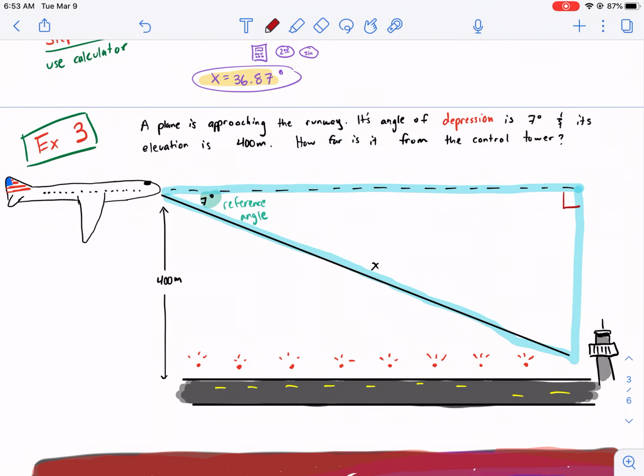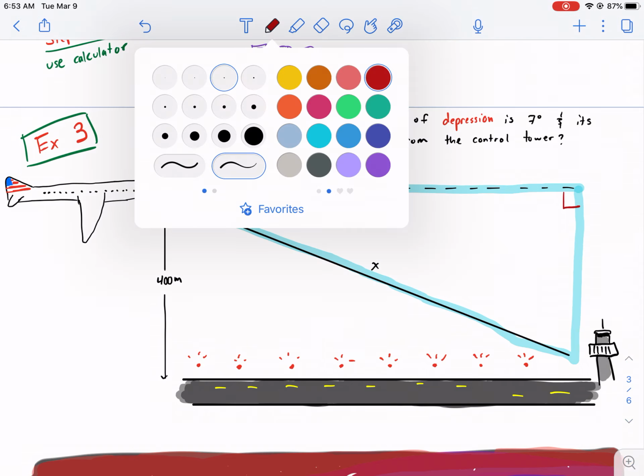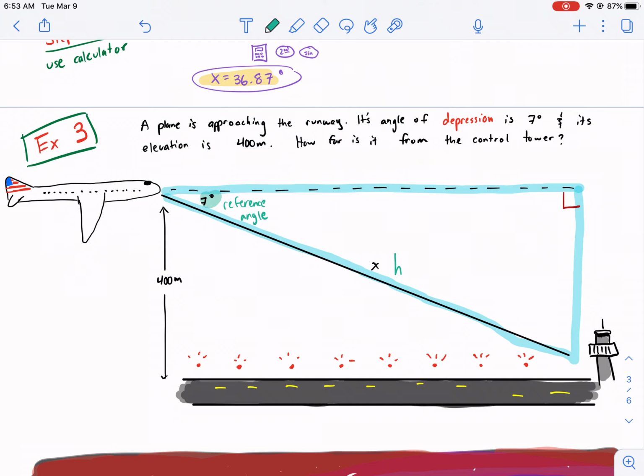Because this is perpendicular to the ground, that would be an altitude. Okay, so that would be my right angle. Now let's label my sides. This would be my hypotenuse. So I have x here as my hypotenuse. Okay, that's good news. Then I would have, this is my adjacent side.